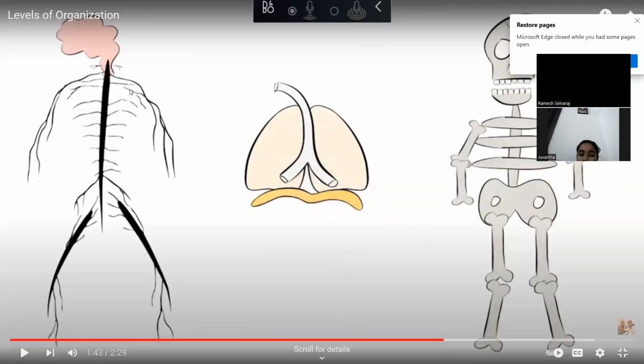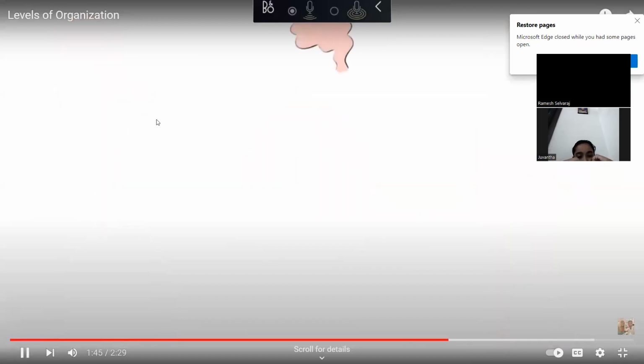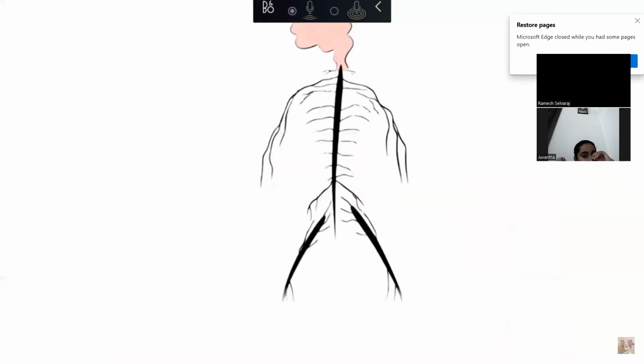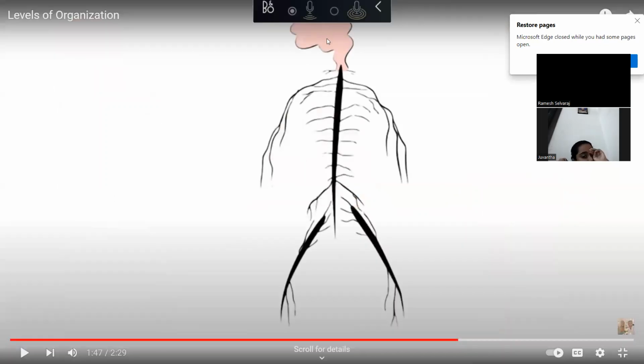Actually, your brain, if you see here, that is part of the nervous system. See here, brain and nerves, these are part of the nervous system, to collect and process information.